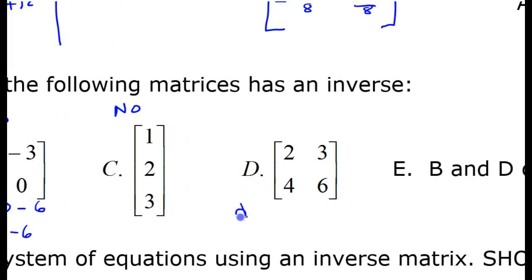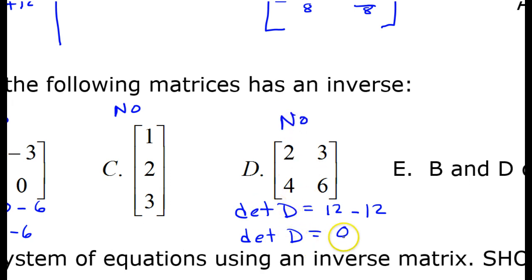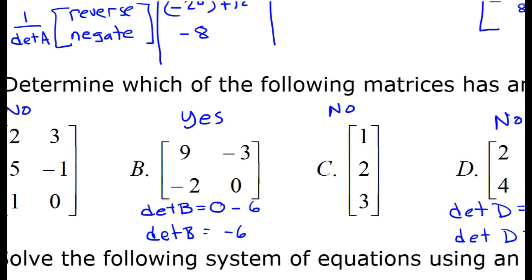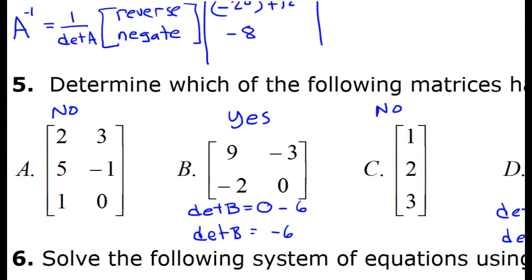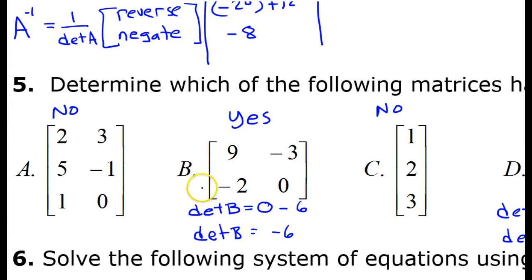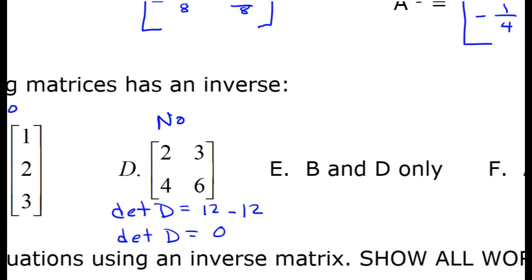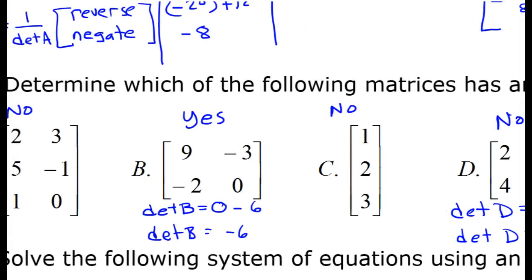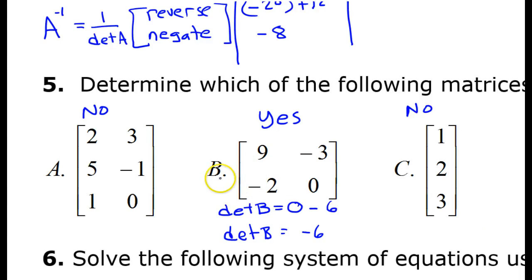So let's check the determinant of matrix D. Down diagonal minus up diagonal. That's going to be 12 minus 12. Look out, people, we have a determinant of 0. So that's going to be a big fat no. You cannot do the inverse if the determinant is 0 because you'll wind up dividing by 0, which is undefined. So we have a whole bunch of no's and a single yes. B is the only one that has an inverse. This is multiple choice, so the answer is simply B.